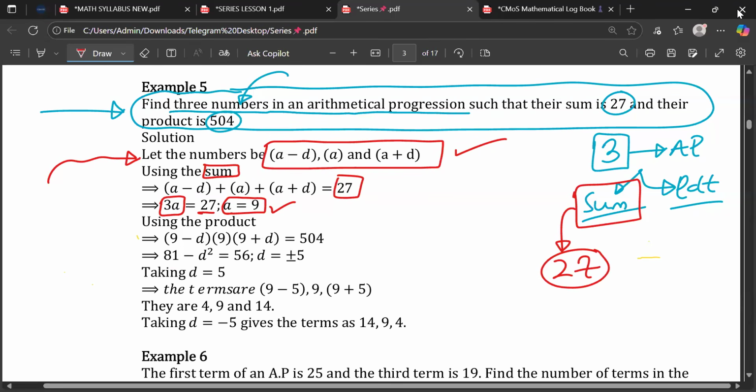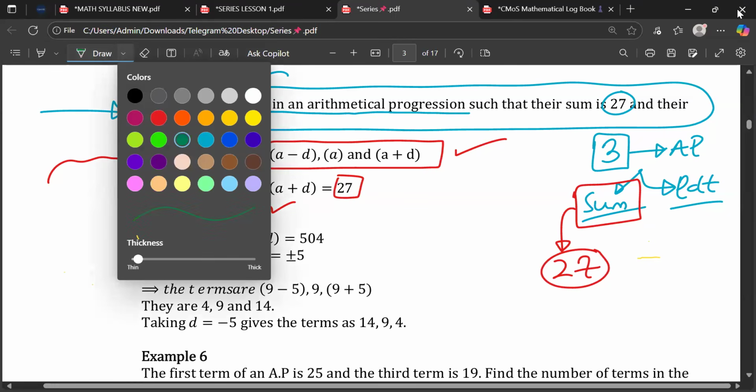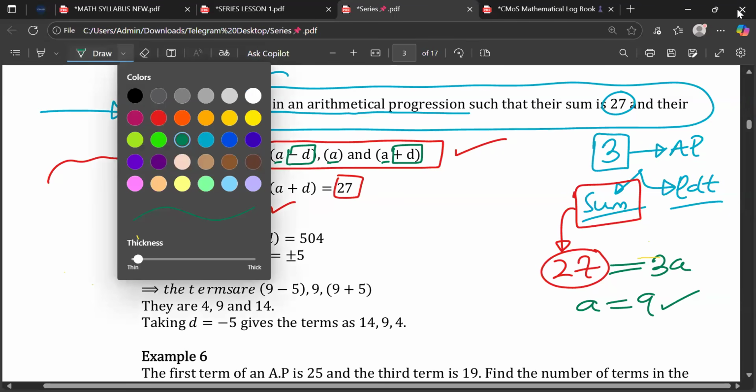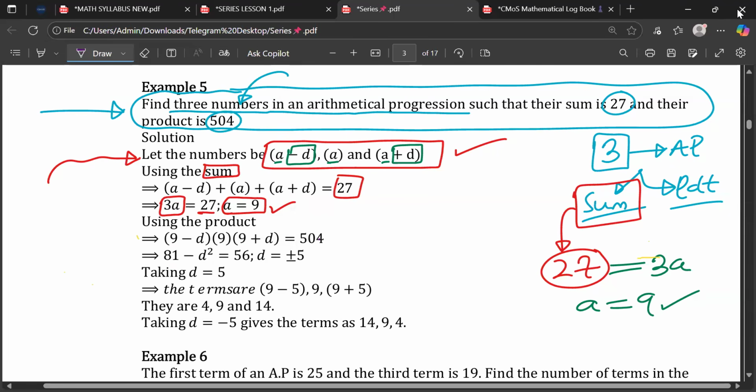When you add this, do you see that this one cancels? This is negative d, this is plus d. So the d cancels and you remain with only 3a. That is after adding. So the sum is equal to 3a, then they get a as 9. You understand? Then they go to the product. So for the product, they have a as 9. They substituted wherever they had a, they put 9. You get the point?